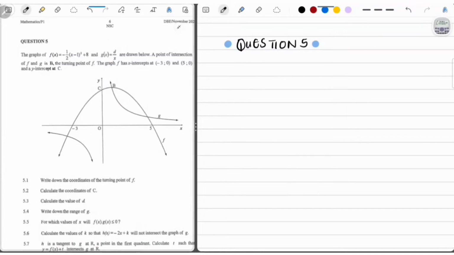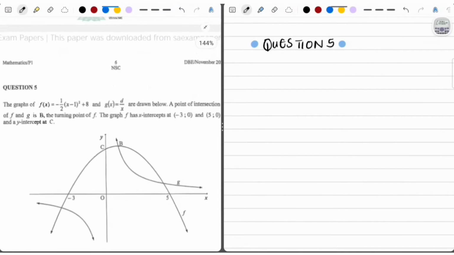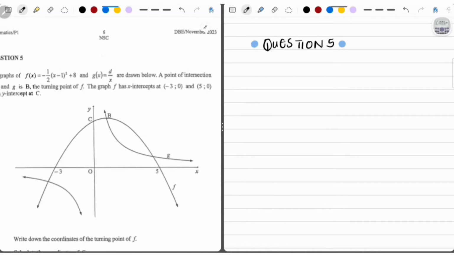Okay, so now we're on question 5, and question 5 says this. We have the graphs. Let me actually just try to make this a little bigger, just in case. So the graphs of f of x is equal to negative 1 over 2 (x minus 1) all squared plus 8, and g of x is equal to d over x. So you can see this is a parabola, and it's put in turning point form. And we've been given d over x. You see something over x. That is a hyperbola. It's very similar to the mother graph.